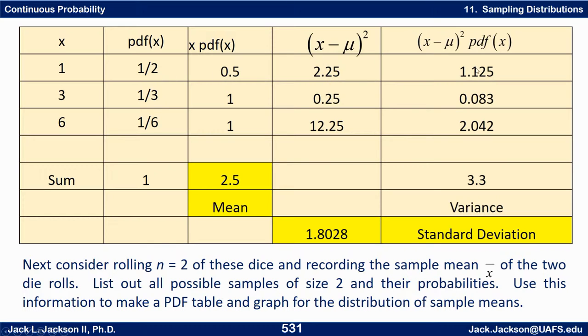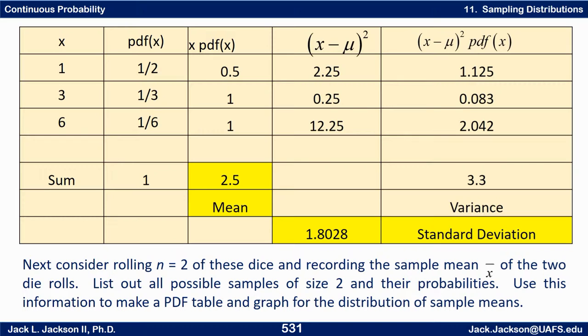1/2 times 2.25 is 1.125. 1/3 times 0.25 is 0.083 with the 3 repeating. And 1/6 of 12.25 is approximately 2.042. Add those up. That is the variance. Take the square root of that, and you get 1.8028 repeating, or 1.8028 at least at 4 decimal places. That is the standard deviation. Okay, and this is rolling a single die.